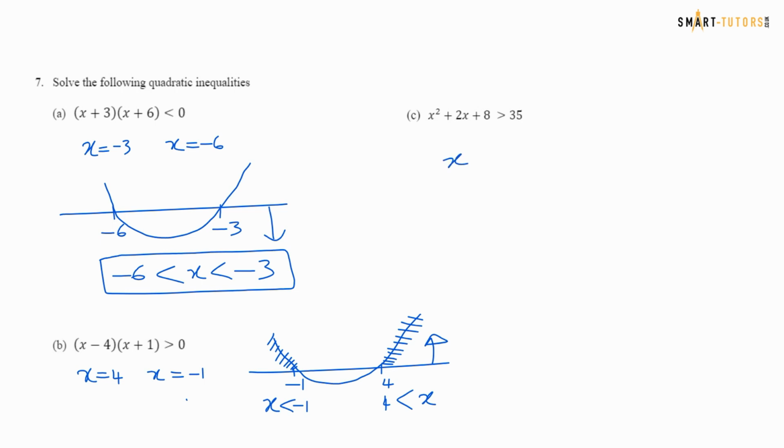And now here, x squared plus 2x plus 8 less than 35, greater than 0. I think it's the same question we did before. So let me quickly check. X squared plus 2x minus 27 greater than 0. Let me quickly go through the previous question.